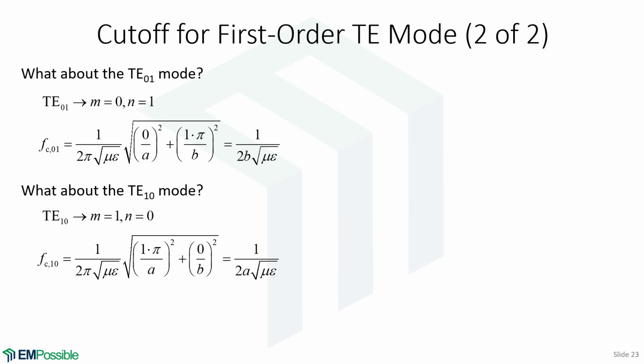Now the question is, which one is the lower frequency? Well, both of these equations have a 2. They both have a mu epsilon. So it's really the 1 over b and the 1 over a that's going to determine which one is the smaller or lower cutoff frequency.